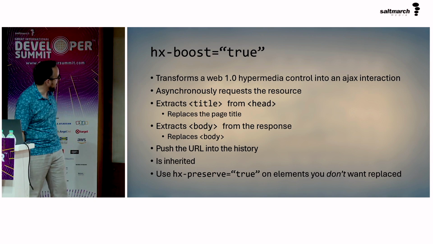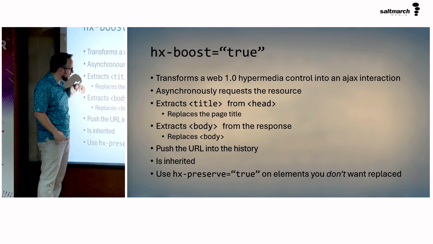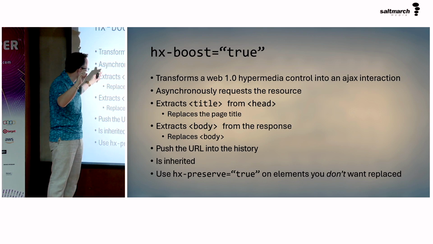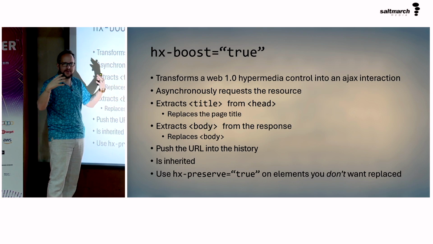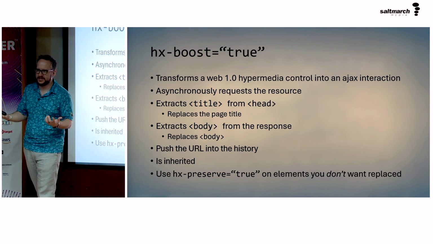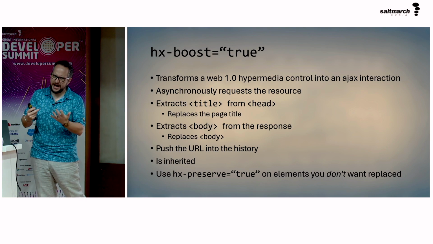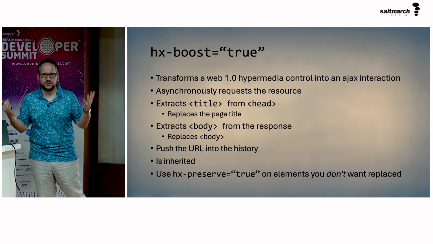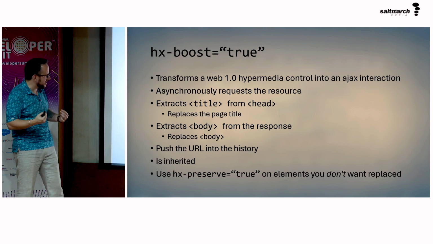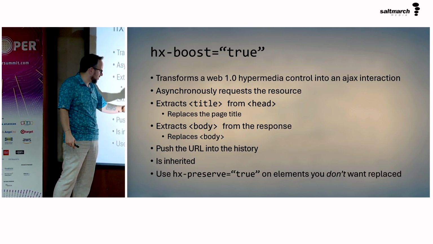So what happens when I add that attribute? It transforms a Web 1.0 hypermedia control into an Ajax interaction. It'll asynchronously request the resource. One of the things it's going to do is extract the title from the head, and then replace the page title on the page. It's going to take the body out of the response, and replace only what's in the body tag, basically the body root, with what comes back. Now, is that the most efficient thing that we can do? No, of course not. But it's just the beginning, and it's also indicative of how much you can accomplish with just that property. It'll push the URL into the history.